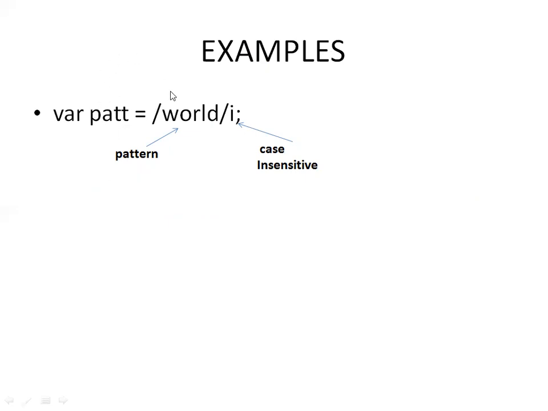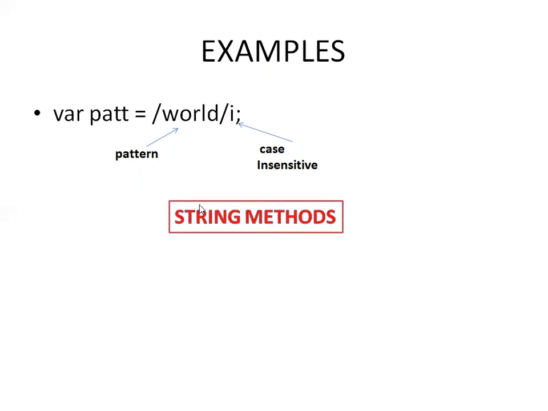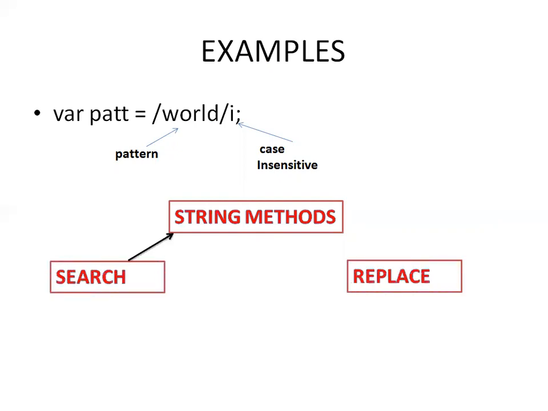By holding its type, we can determine the type of the variable. So here, regular expression always works with the string method. So here we are having two string methods. One is search, another one is replace. Let me see about this search. Search is used to search the specified pattern in the specific document.